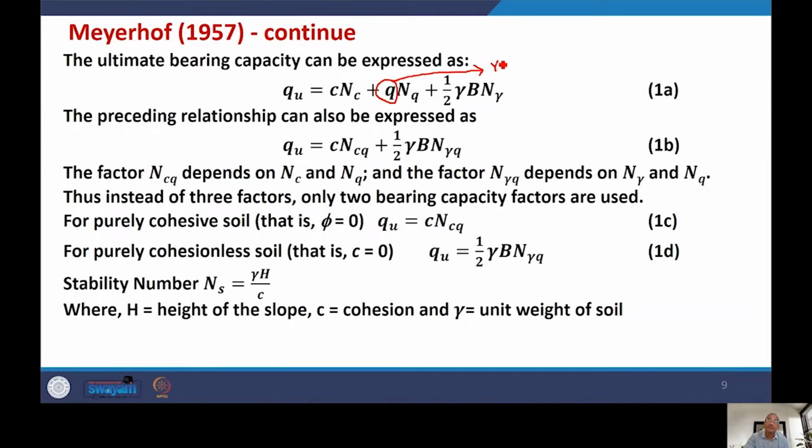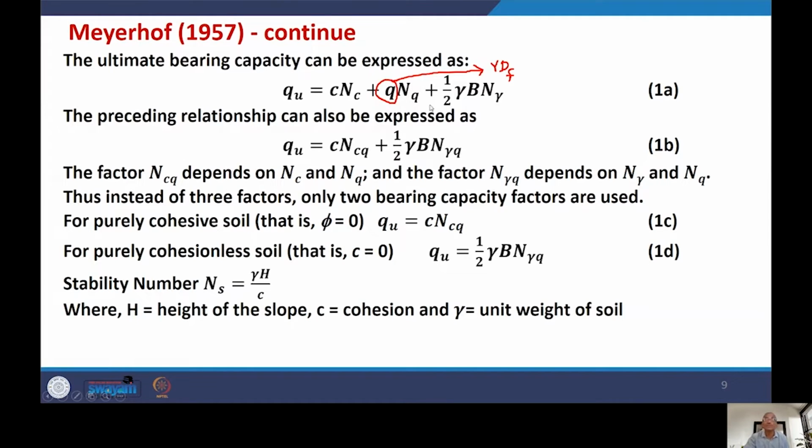What is this q? q is nothing but gamma Df, where gamma is the unit weight of the soil and Df is the depth of the footing. Once you fix the depth of footing, this term will also be fixed. Then this relationship can be expressed in the following form. Here you need to understand qu, Nc and Nq, because the second term is split into two parts. Some effect is taken with the c, represented by Ncq, and most of the effect comes in N gamma q.